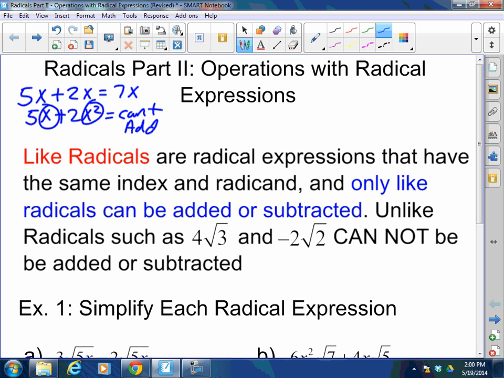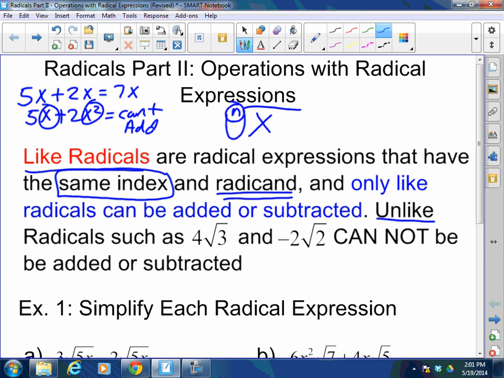They have the same radical index and the same inside value, which is called a radicand. Okay? That's what like radicals are. Like radicals are radical expressions that have the same index. Remember, the index is this guy right here. When it's invisible, what is the index? A 2, very good. And it has to have the exact same radicand. Please remember that radicand is the value inside the radical. And only radicals that are like can be added or subtracted.